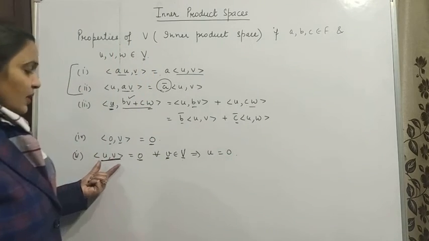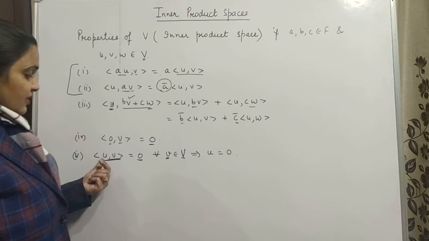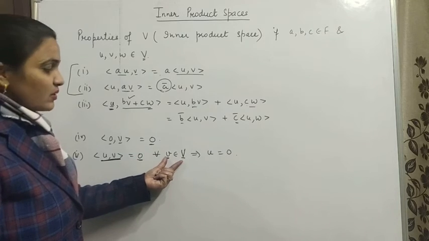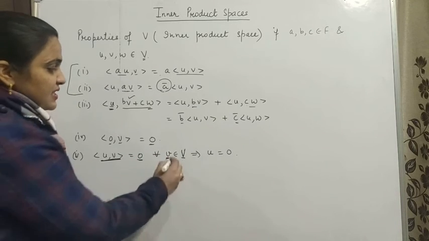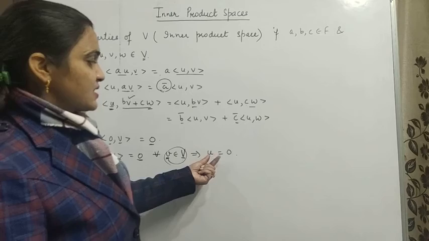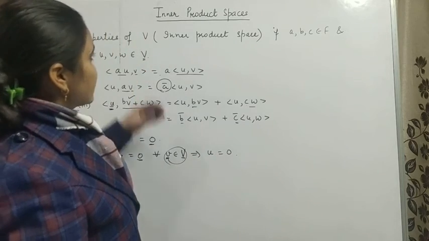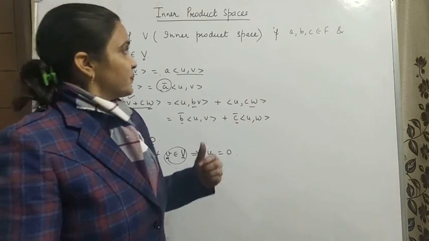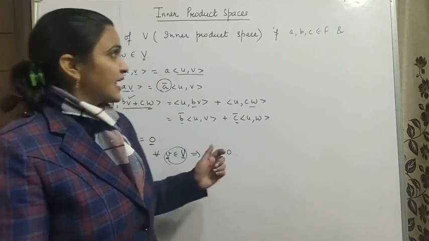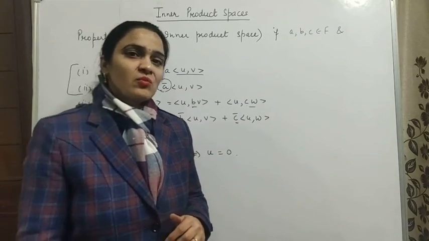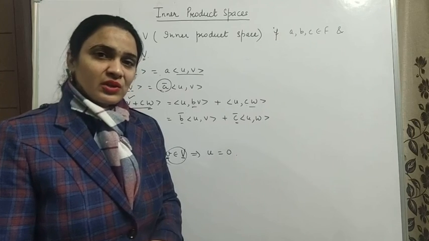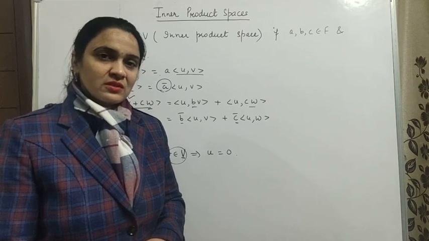Clear? If the inner product of two vectors is zero for every element v belonging to the vector space V with this condition, then this implies u is zero. So these are the properties of inner product space. So after this, in the next video I will cover more properties as well as theorems on inner product space. So thank you for watching the video.